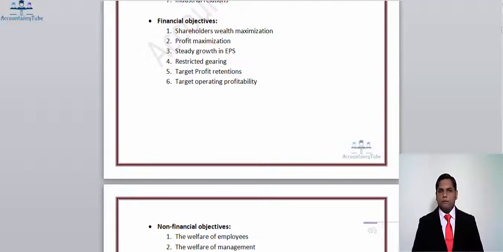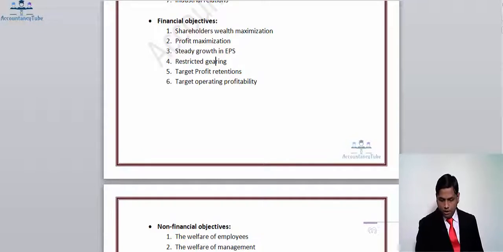Then we got target operating profitability, which means target net profits. But this can only be achieved if we keep our finance costs, admin costs, and salary costs low. Finance costs are in the control of financial managers. We can achieve that by lowering gearing.